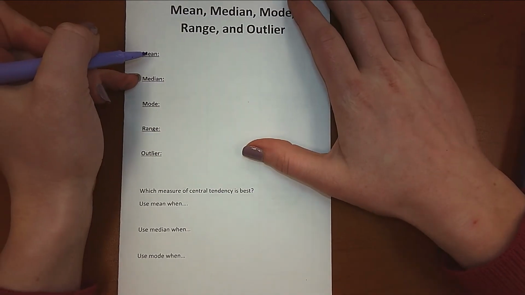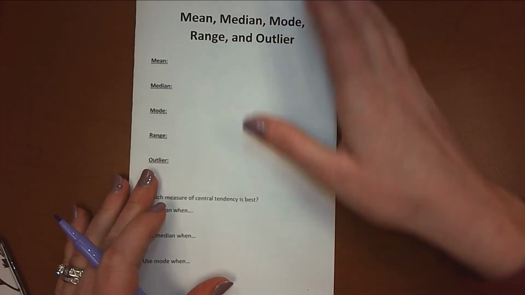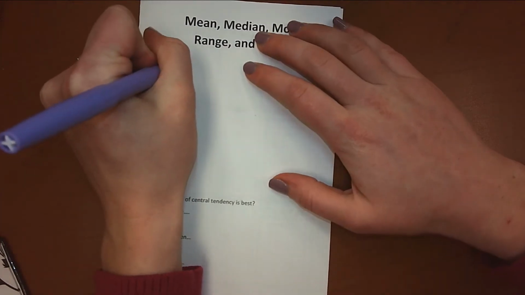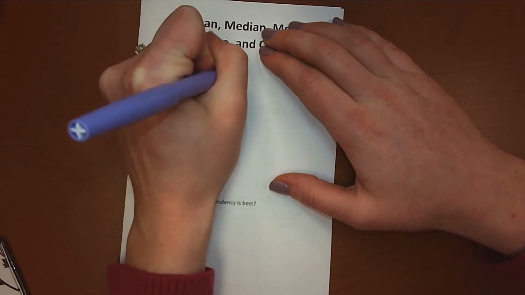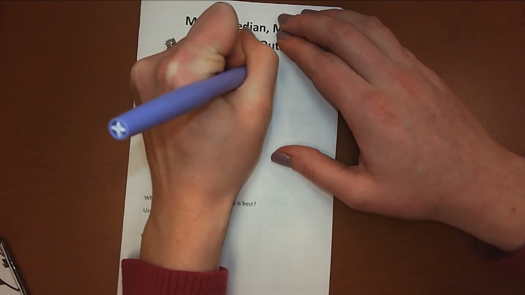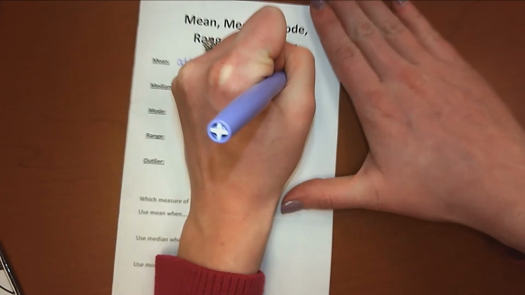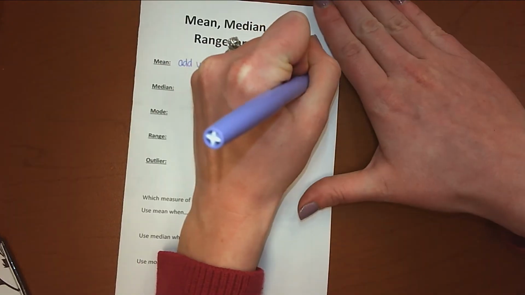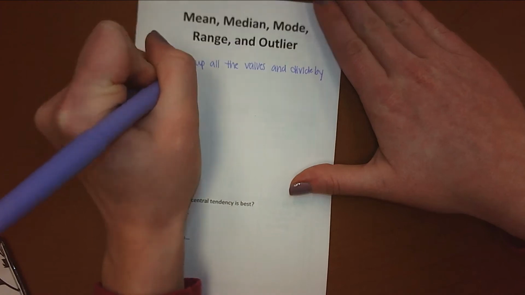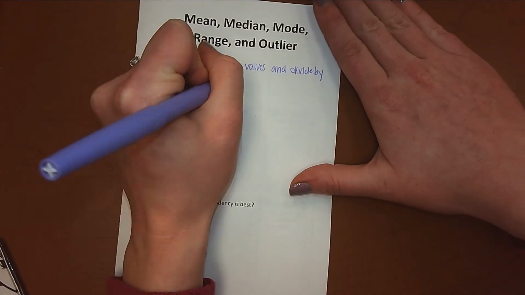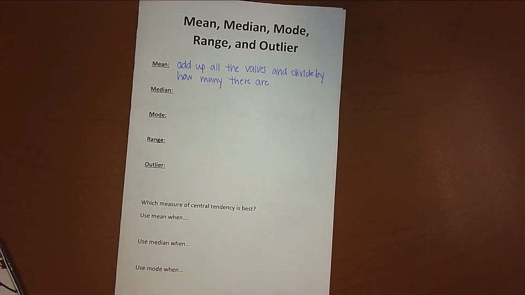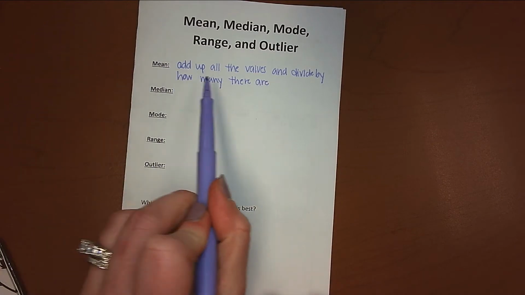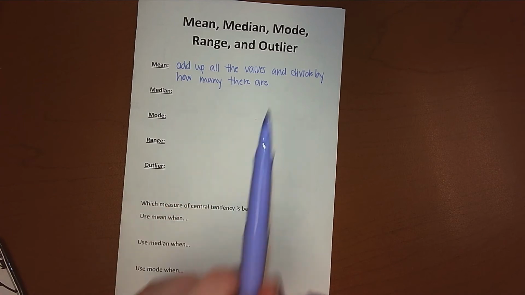So the first thing, the mean. You find the mean by adding up all your values and dividing by how many values there are. We'll talk about this and do some examples, but for the mean, you add up all the values and divide by how many values there are.